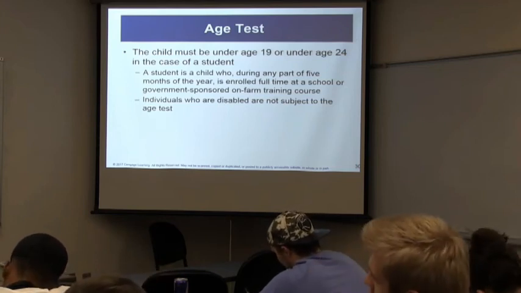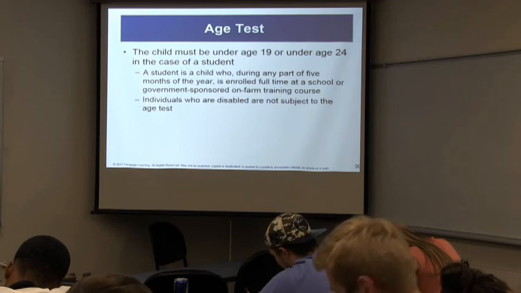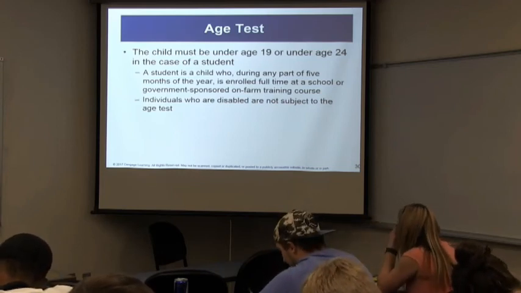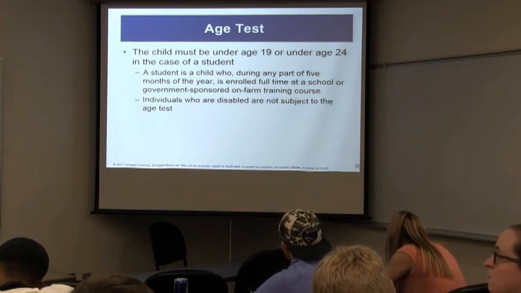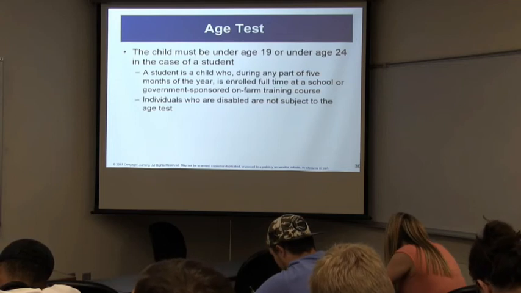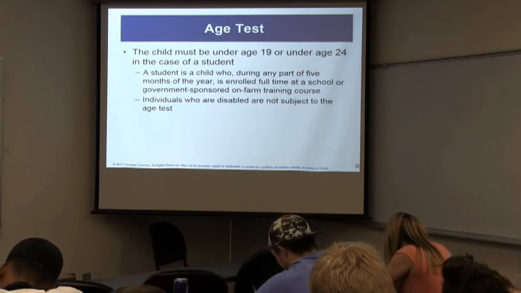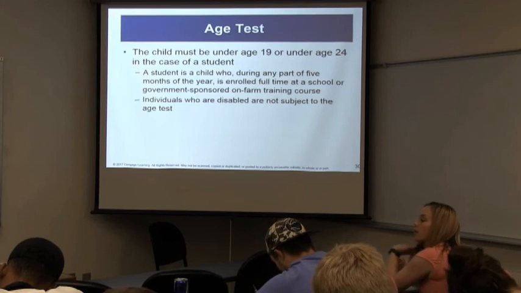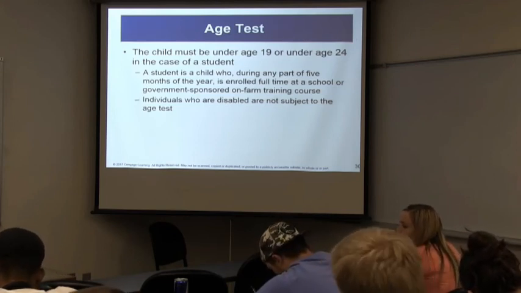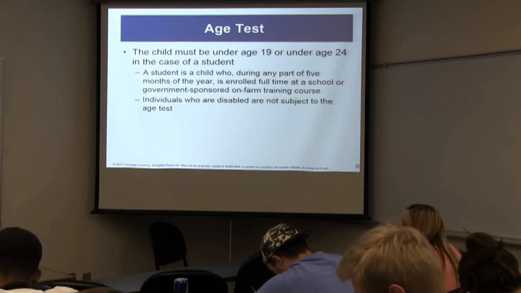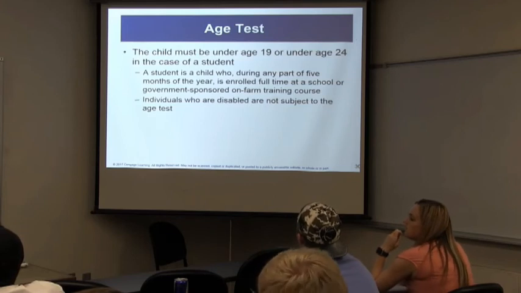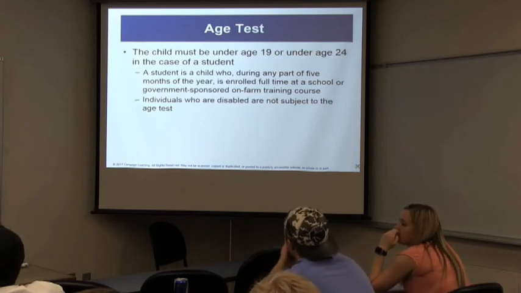The only exception is if you have somebody who is disabled. If they're disabled, they're not subject to this age test. But this would definitely, for me, if I was looking at it, I would always look at that first. Oh, they're 23 years old and they're working full time, they're not a qualifying child. Doesn't matter if they live with you, doesn't matter if they're your daughter, doesn't matter if you're supporting them entirely. Doesn't matter.